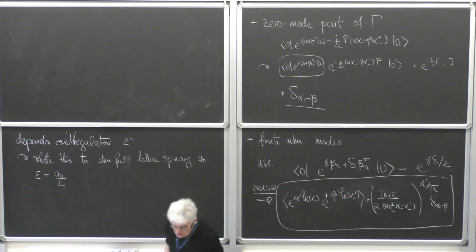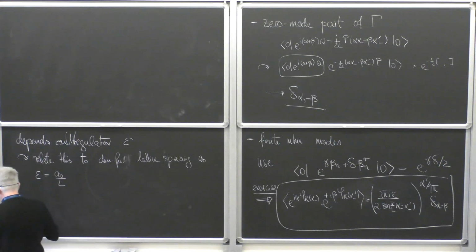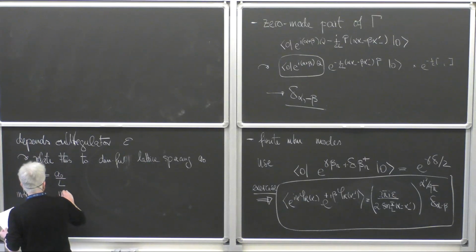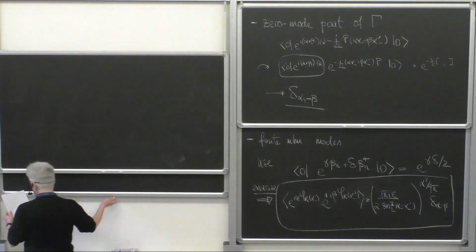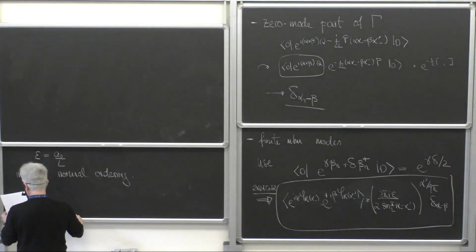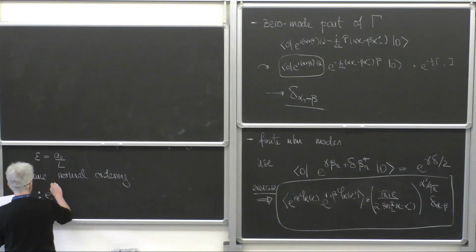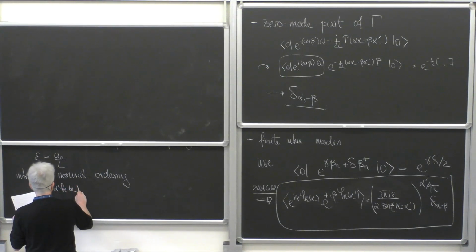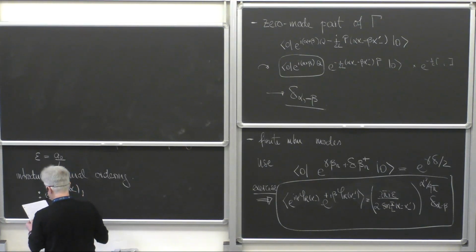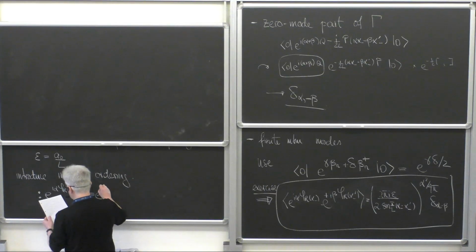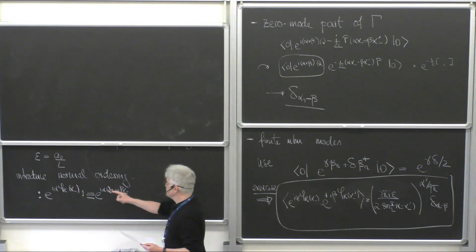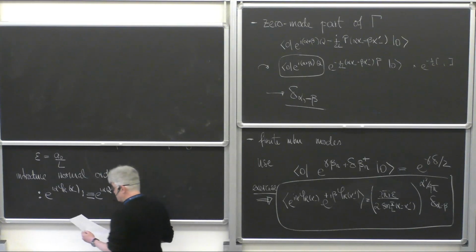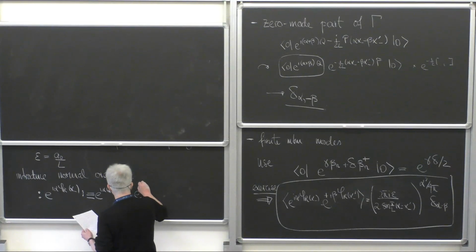Now, we can introduce a normal ordering. So I define a normal ordered vertex operator like so: e to the i alpha q minus i alpha p x minus divided by L. Here I don't do anything to the zero mode part of the vertex operator, but then I do normal order the finite momentum modes.